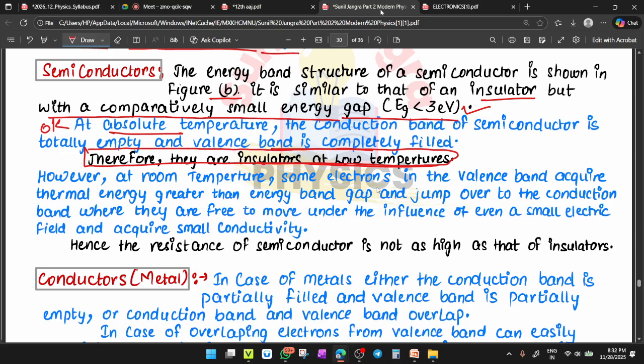However, at room temperature, some electrons in the valence band acquire thermal energy greater than the energy band gap and jump over to the conduction band, where they are free to move under the influence of even a small electric field and acquire a small conductivity. Hence, the resistance of the semiconductor is not as high as that of an insulator. It is lesser than an insulator.